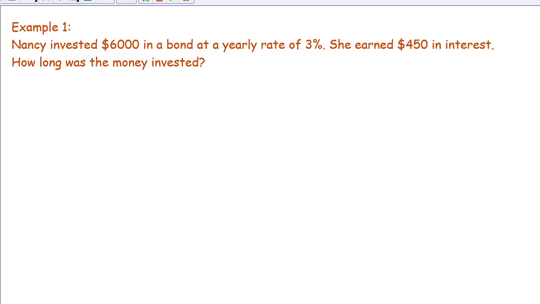Nancy invested $6,000 in a bond at a yearly rate of 3%. She earned $450 in interest. How long was the money invested? Okay, so the first thing that you need to do is to figure out what you're trying to find. How long? That means you're trying to find the time.